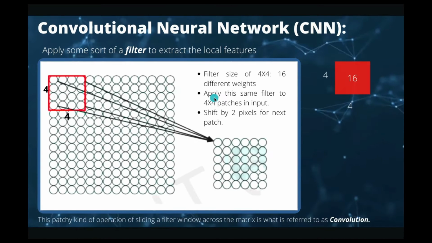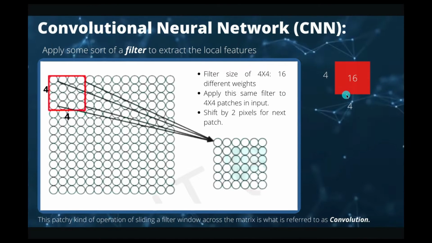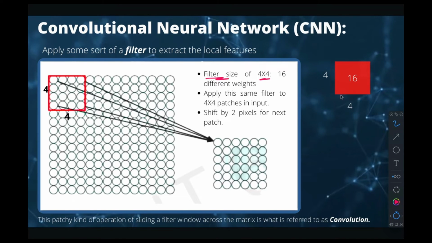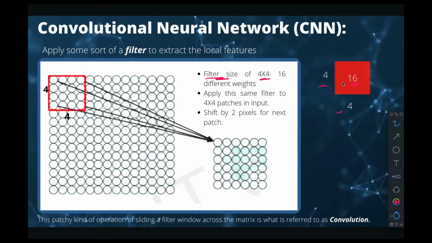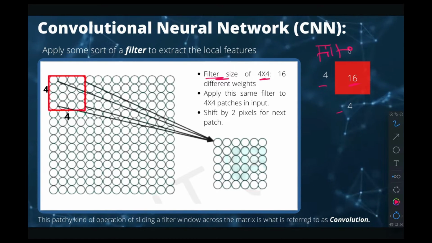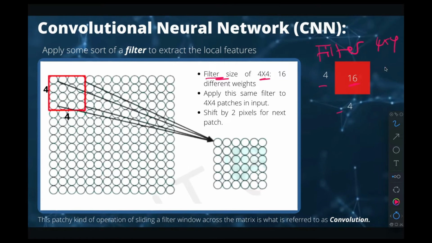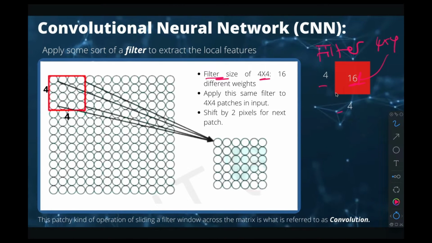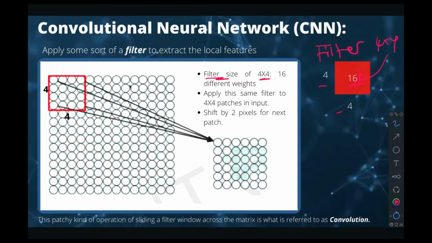Now let's say I have a 4x4 filter size, which together gives me 16 weights. This is the filter, and the filter size is 4 cross 4, which gives me 16 weights. Now I want to put this filter on top of the image that I have.